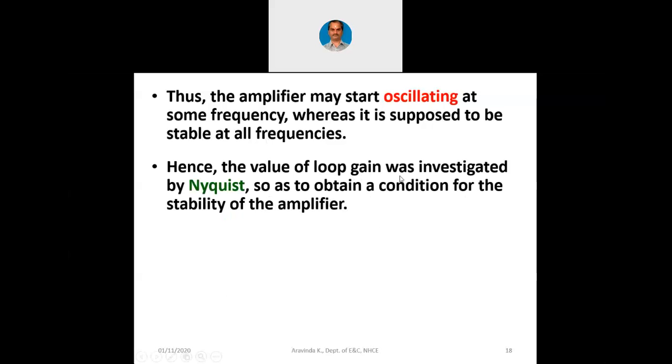Hence, the value of loop gain was investigated by Nyquist. Loop gain means the gain along with the feedback. That was investigated by Nyquist so as to obtain a condition for the stability of the amplifier. We want our amplifier to be stable at all frequencies. So, Nyquist did a lot of work on that and he obtained a condition for the stability of the amplifier.